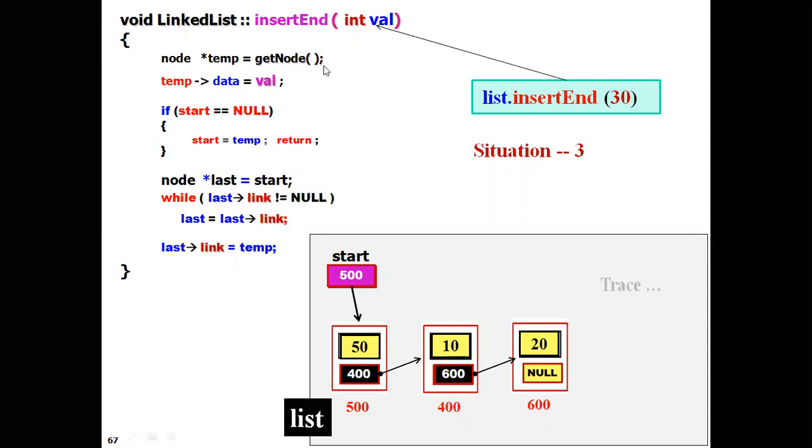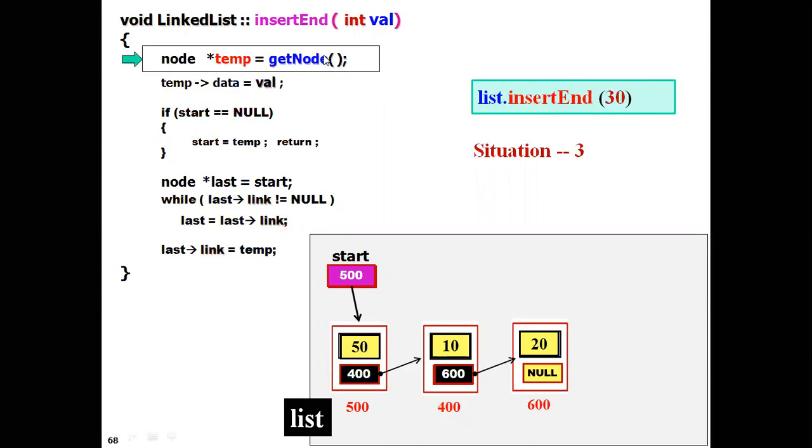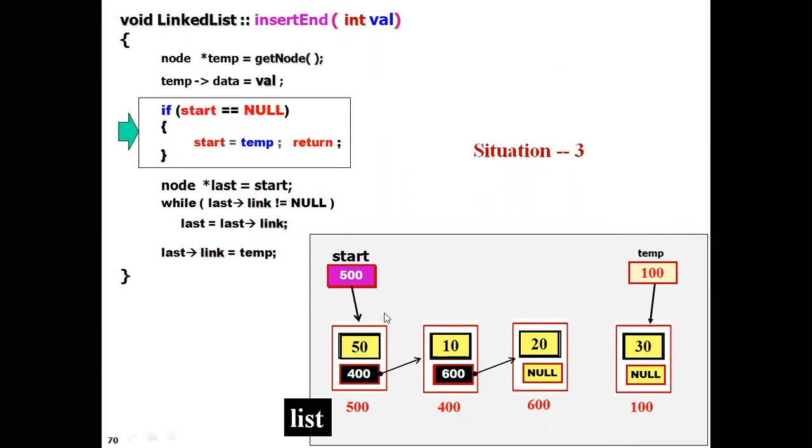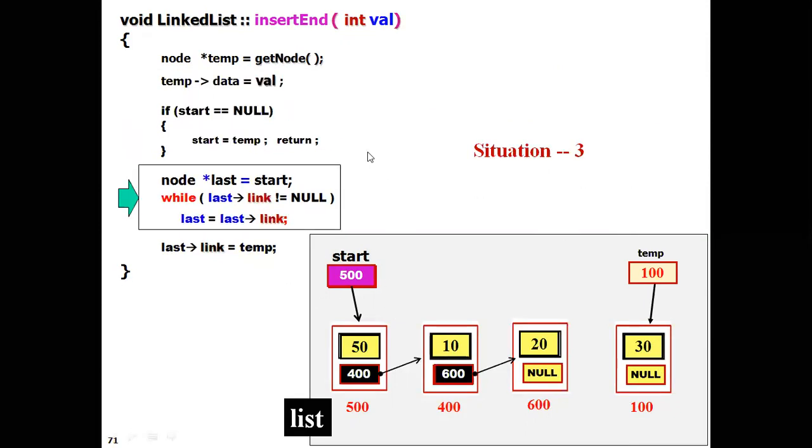So we'll go to the first line. The first line is temp equal to get node. One node is created, at address 100. Set the data part, so data is 30. The data part is set to 30 here. The if condition is false because start is not null, so this part of the code will set the last pointer to the last node.